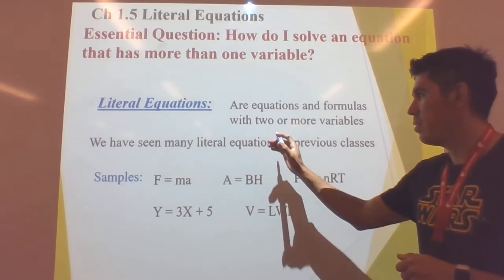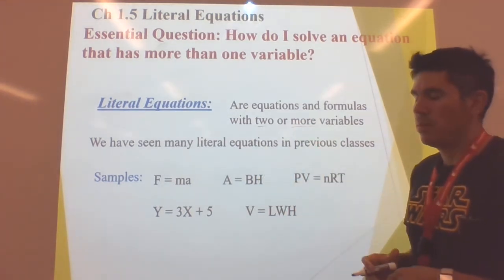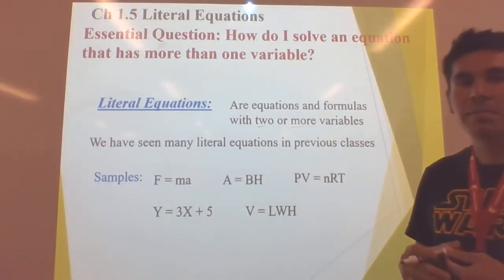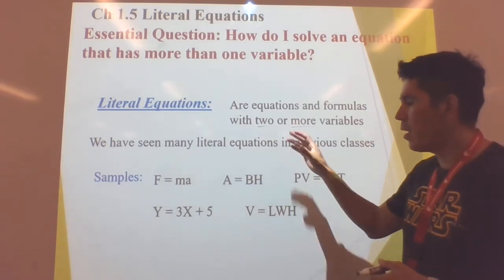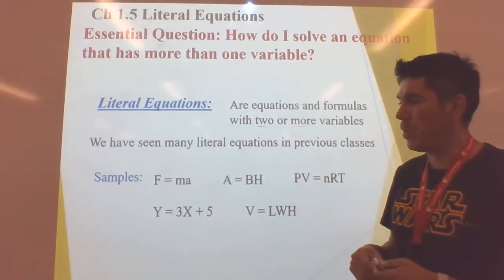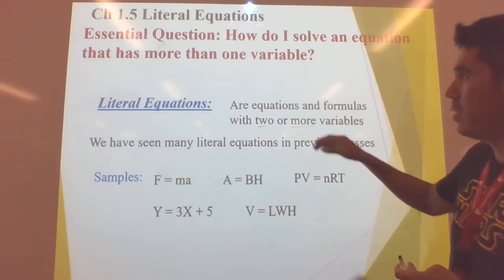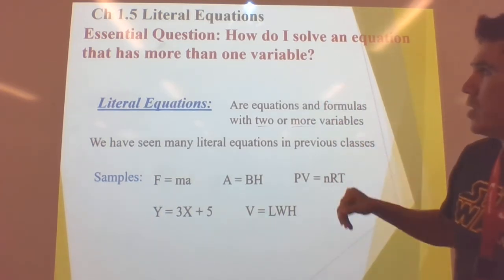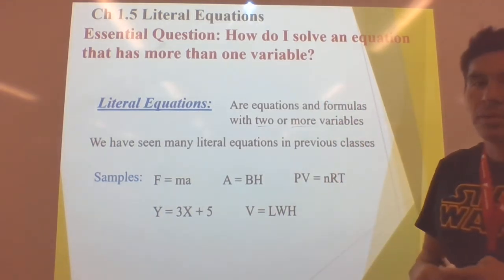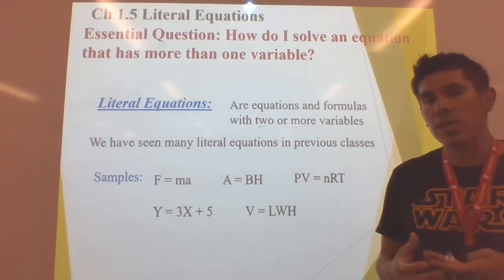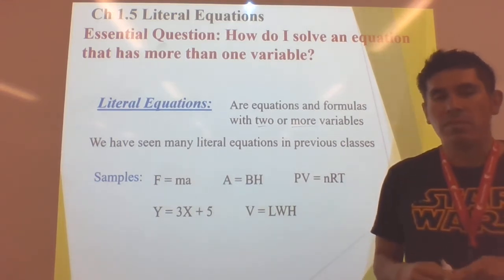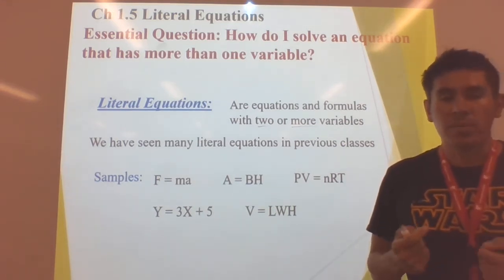So I'll go ahead and maybe write that down or highlight it. For sure write it down, but maybe highlight it or box it. And remember that's what that definition means for literal equations. So the essential question today is, how do I solve an equation that has more than one variable? Really what we're asking is, if we have an equation, you're going to try to solve for one variable, and how do we do that?